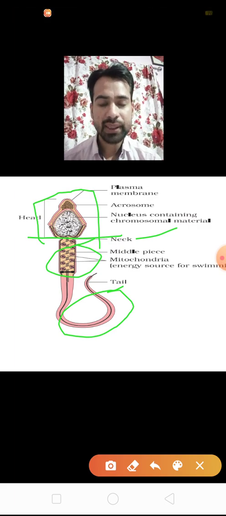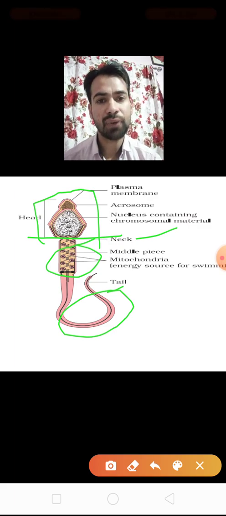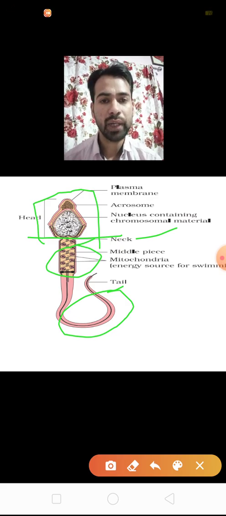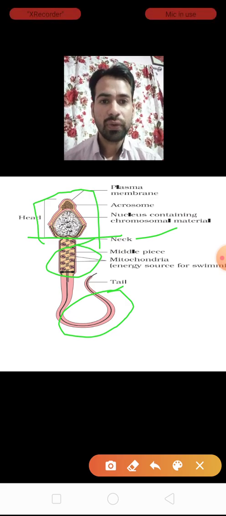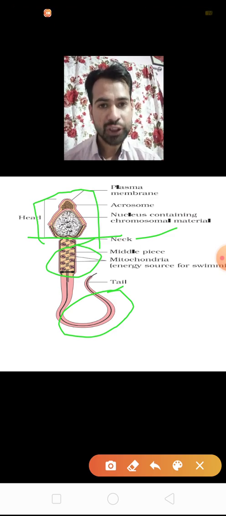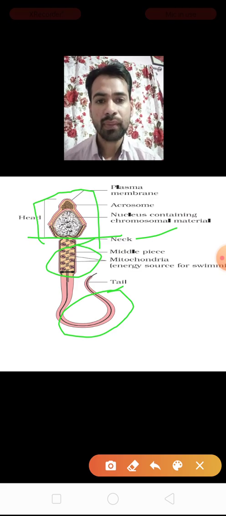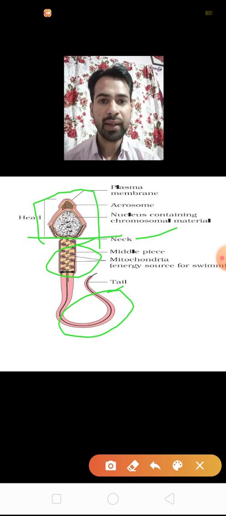I repeat once again, spermatogenesis is the formation of sperms from spermatogonia. After various divisions, the sperms are formed. Structure of sperm: head, neck, middle piece and tail.